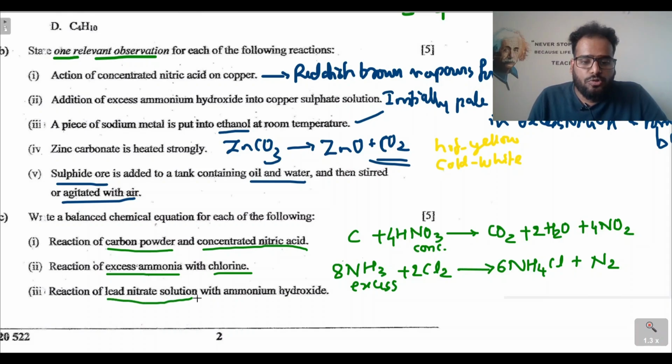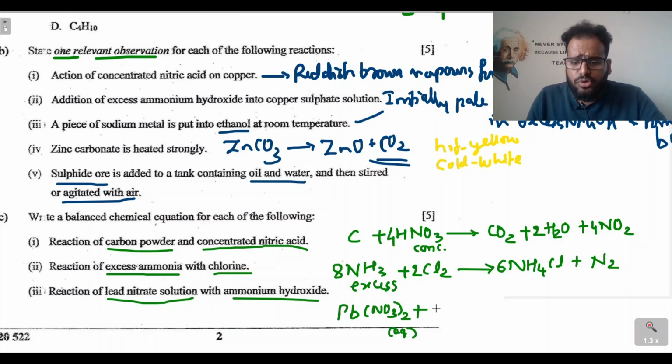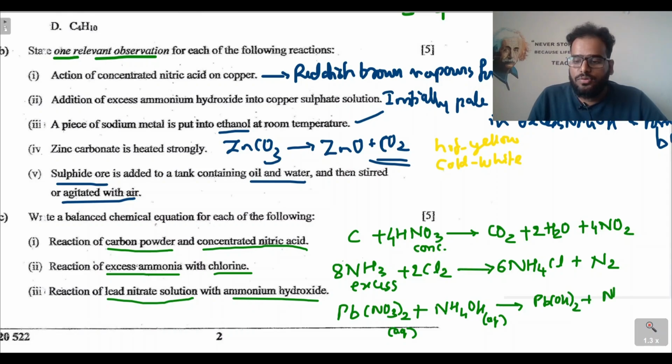Reaction of lead nitrate solution with ammonium hydroxide. First of all, lead nitrate you have to write like this, which is aqueous, plus ammonium hydroxide, we will write NH4OH, which is aqueous. Double displacement reaction, lead hydroxide will form, okay, NH4NO3 will form. So balancing is left, NO3 is two so write 2 here, make ammonium hydroxide 2, okay. This is a balanced equation.